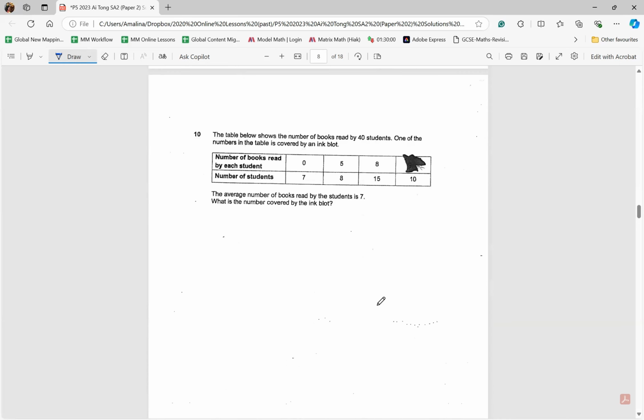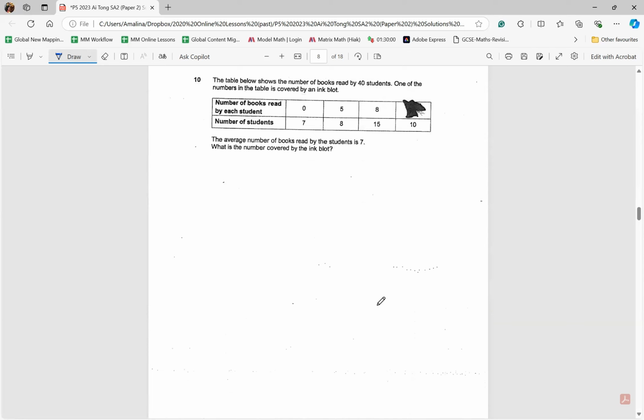Okay, question number 10. The table below shows the number of books read by 40 students. One of the numbers in the table is covered by an ink blot. So the average number of books read by the students is 7. What is the number covered by the ink blot? Okay, you're given the average. You're given the total number of students. So I can find the total books.